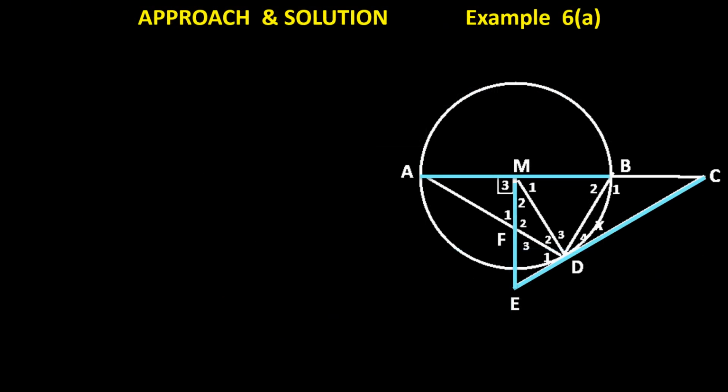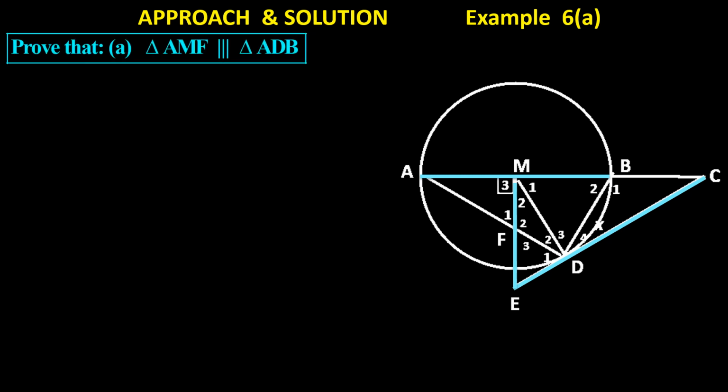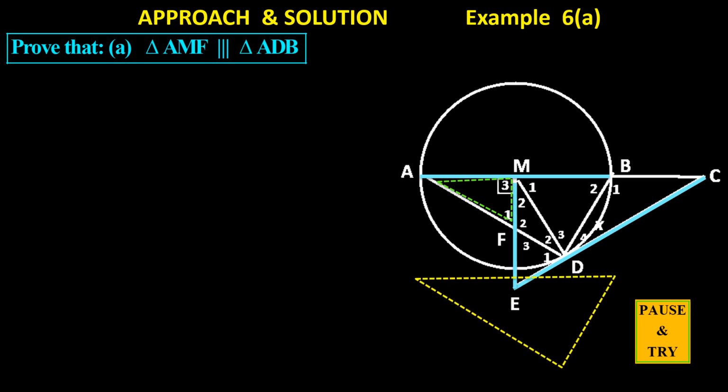Now let us look at the solution to 6a. In 6a, we want to prove that triangle AMF. Right, let's see where's AMF. There's AMF, so it's that triangle there. And we want to prove that it's similar to ADB. So we know what to focus on. So there's AMF similar to ADB.